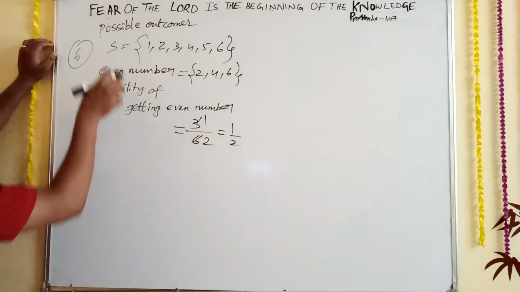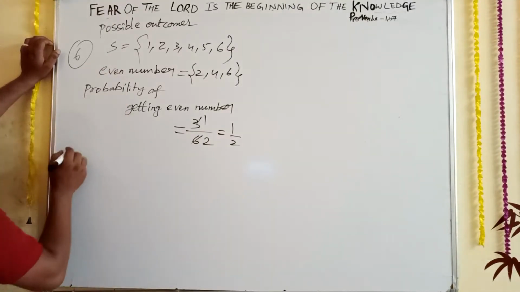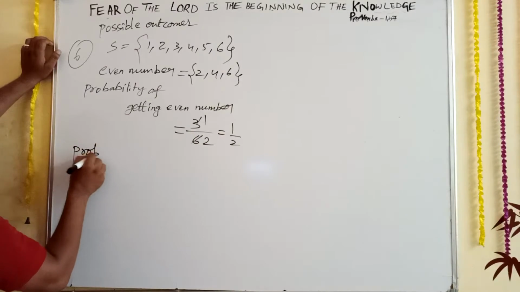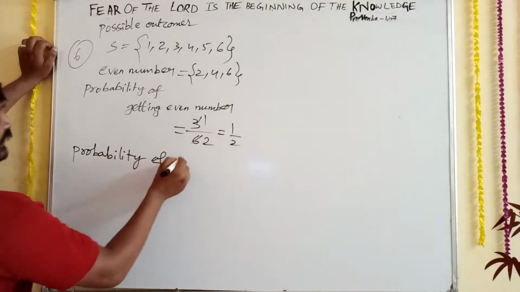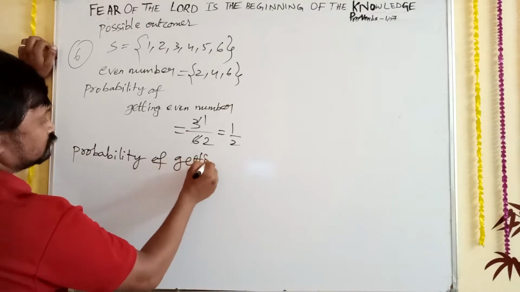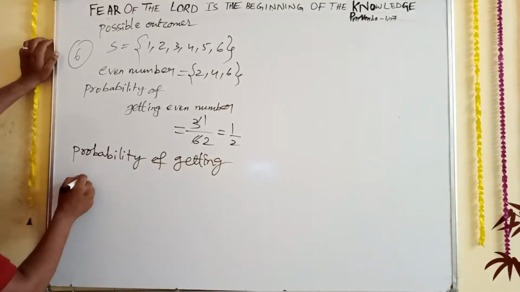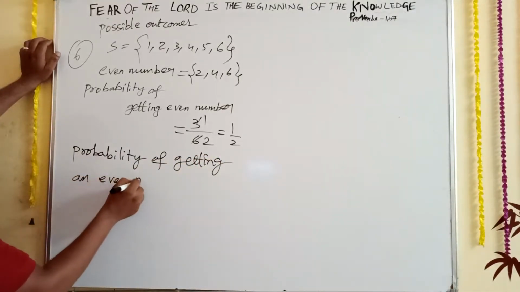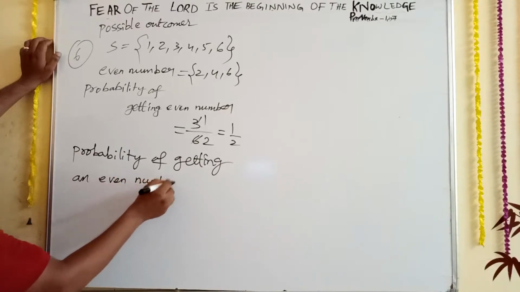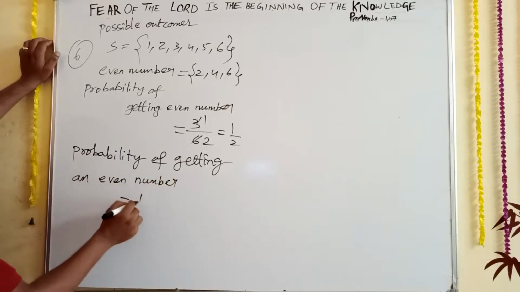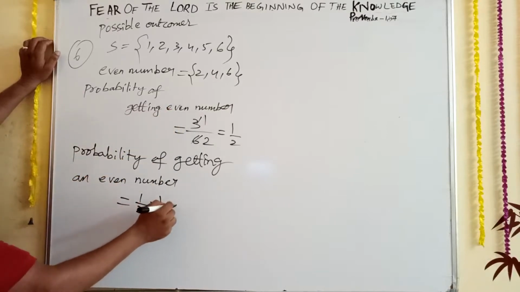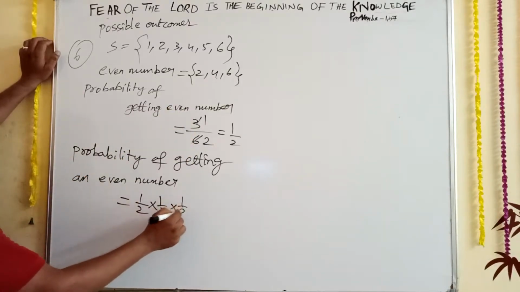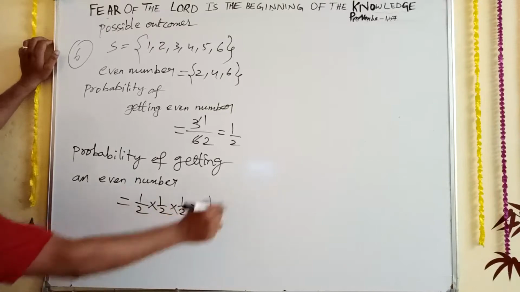Now, 3 times I need to get an even number. So, probability of getting an even number: 1 upon 2 the first time, 1 upon 2 the second time, and again 1 upon 2 the third time, so that is 1 upon 8.